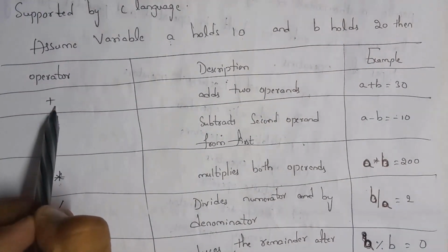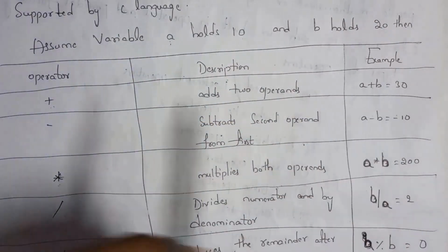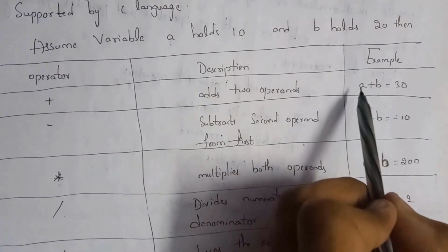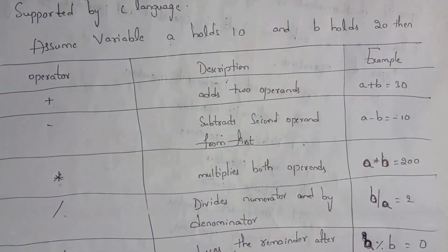Addition is used to add two operands, where we call a and b operands. This addition is used to add two operands, that is a plus b. Value of a is 10 and value of b is 20, that is 30. I will get output as 30.